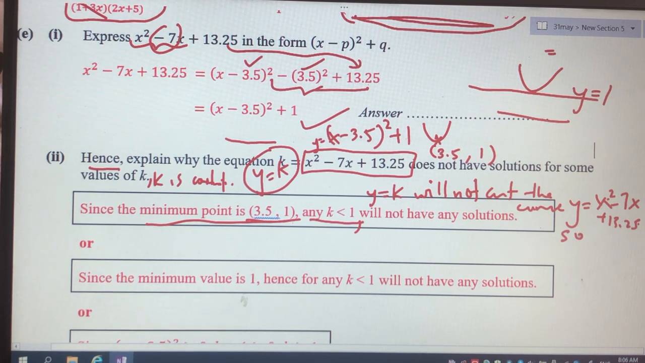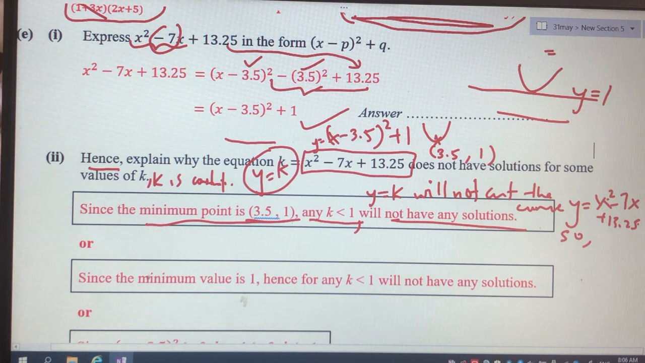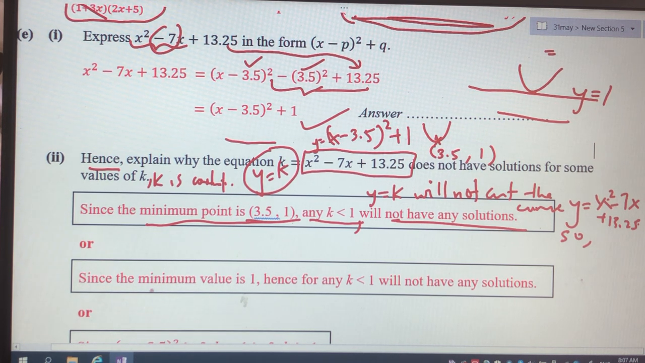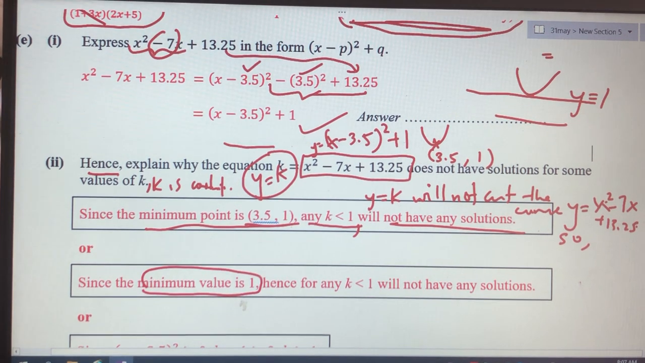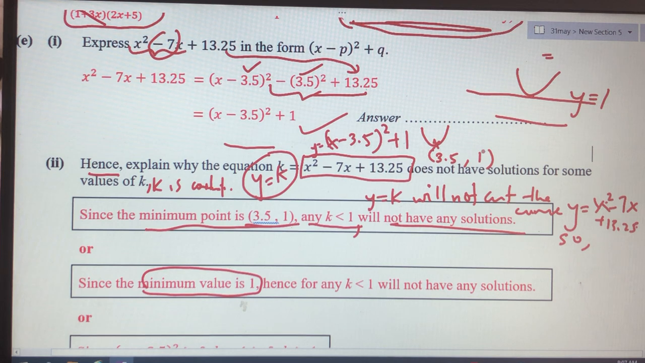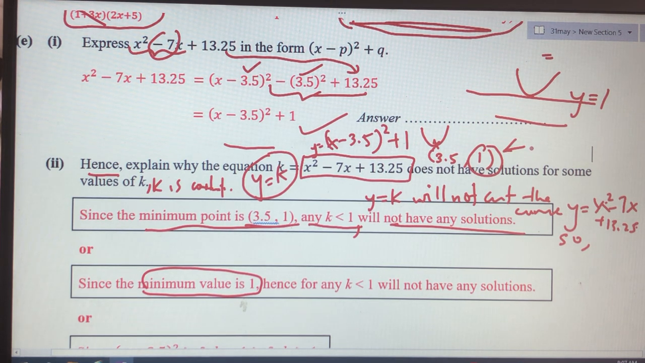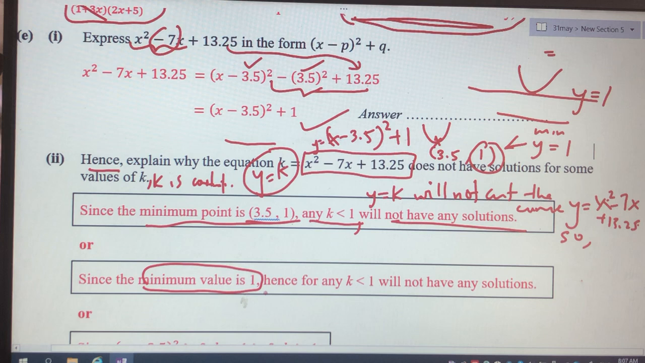So, will not have any solutions. Okay? Or you can say in this, instead of using point, you say minimum value. When we talk about a minimum value, we are talking about this value here. Okay, the minimum y value is 1. Alright, then hence for any k less than 1, you will not have any solution.